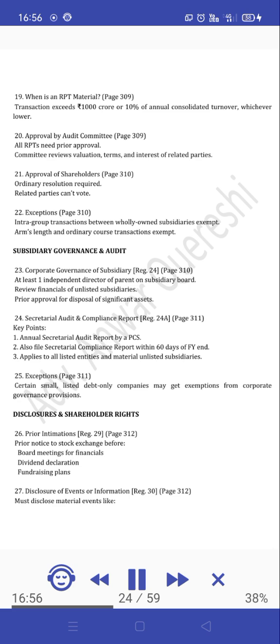21. Approval of shareholders, page 310. Ordinary resolution required. Related parties can't vote. 22. Exceptions, page 310. Intergroup transactions between wholly owned subsidiaries are exempt. Arm's length and ordinary course transactions are exempt.